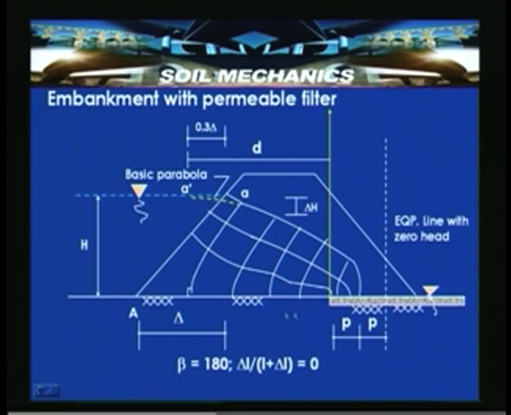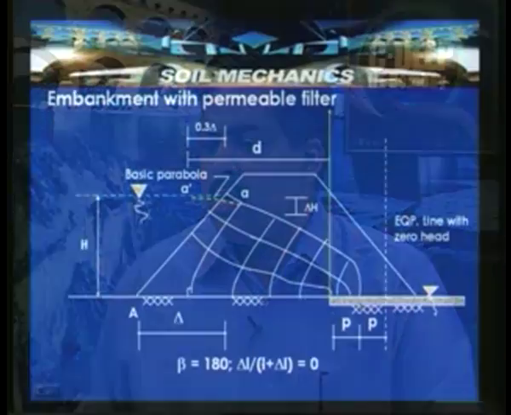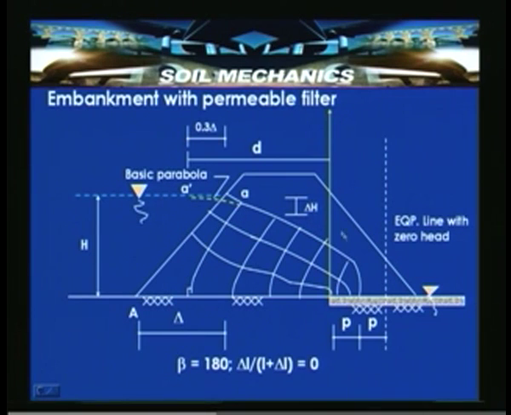So, this particular case with a Rock-Toe filter happens to be beta is equal to 180, because previously in the downstream case beta has a certain angle. Now, in this case the toe filter exists at the toe horizontally. In that case beta is equal to 180 degrees, and delta L by L plus delta L, that is at the downstream end, if you connect it to the previous lecture, Casagrande's solution, delta L by L plus delta L is equal to 0. So, this represents the properties of the parabola.